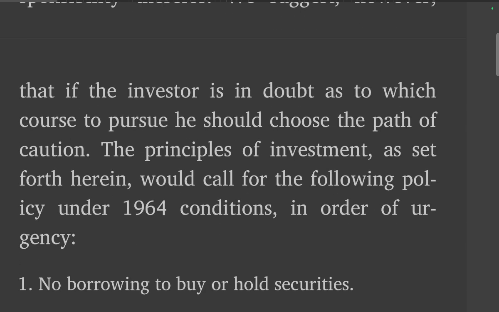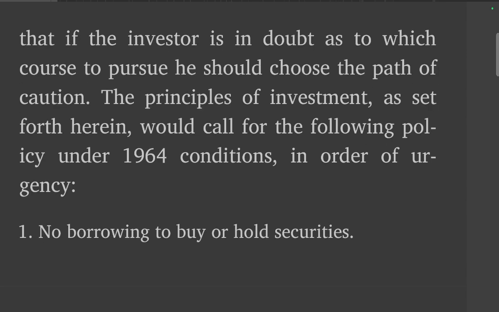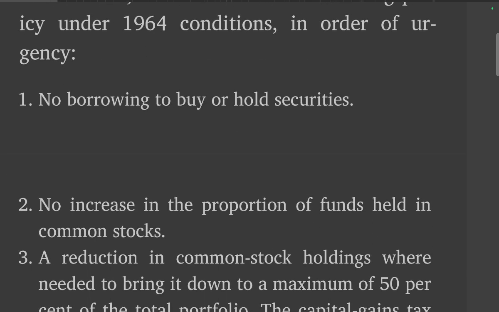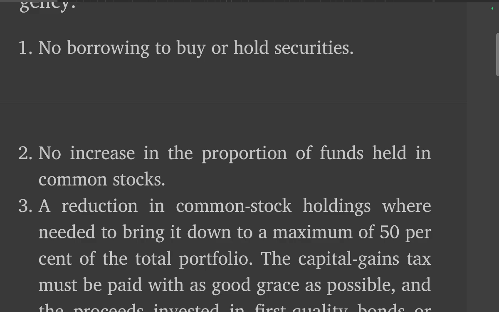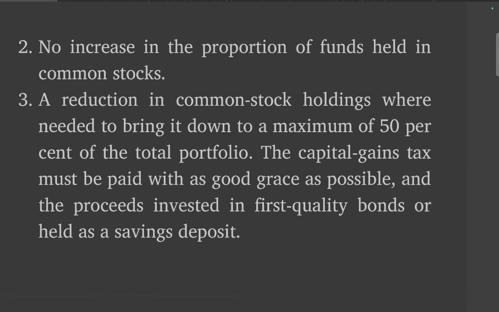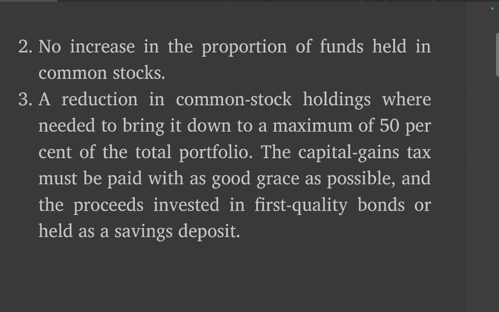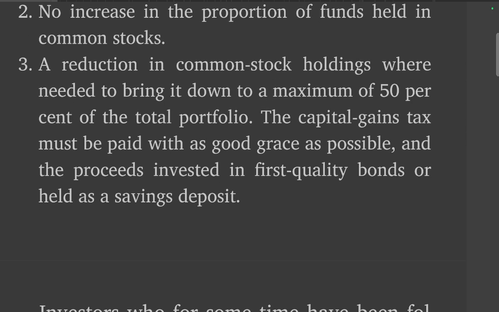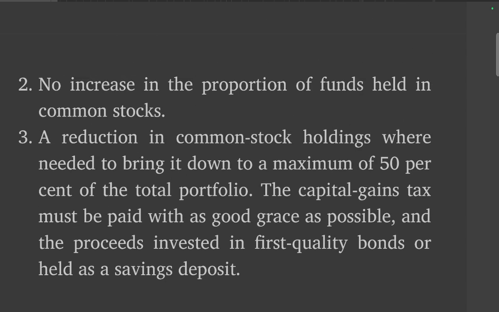the path of caution. The principles of investment, as set forth therein, could call for the following policy under 1964 conditions, in order of urgency. No borrowing to buy or hold securities. No increase in the portion of funds held in common stock. A reduction in common stock holdings where needed to bring them down to a maximum of 50% of the total portfolio. The capital gains tax must be paid with as good grace as possible, and the proceeds invested in first quality bonds or held in savings deposits.